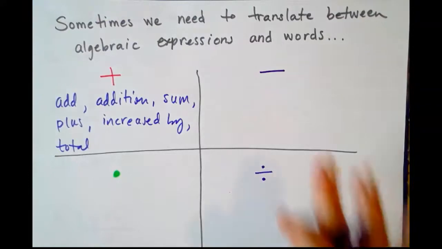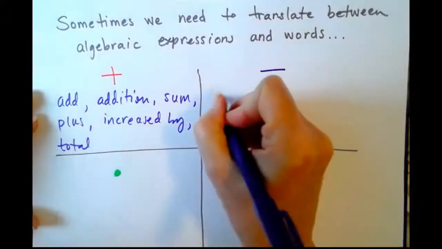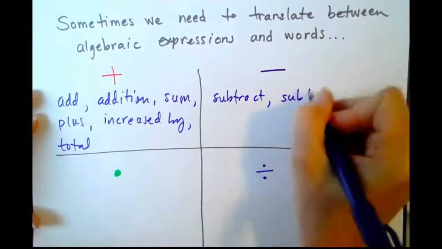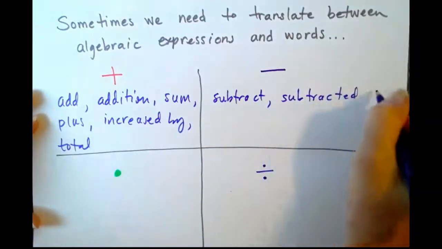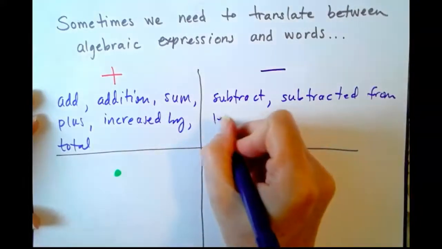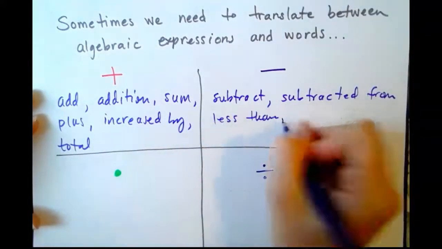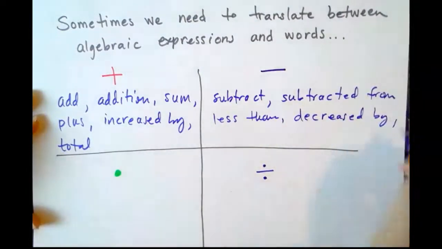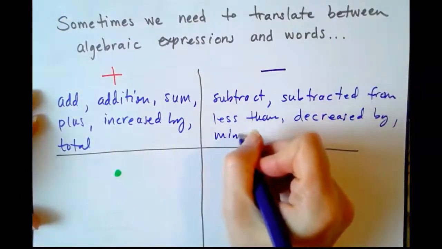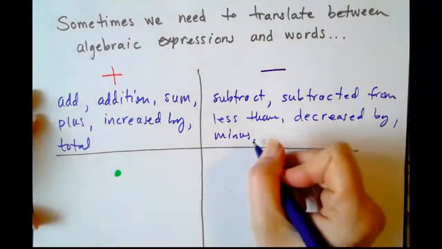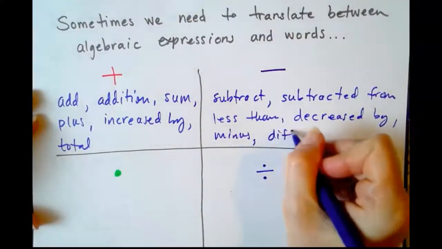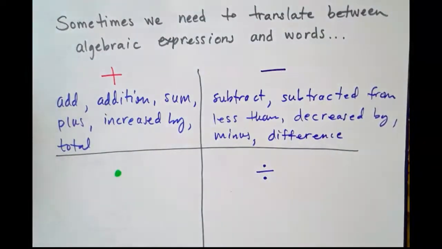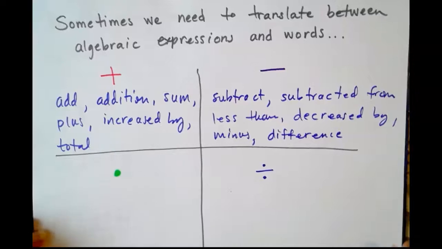Words that indicate subtraction. Obviously, subtract. Subtracted from. Less than. Decreased by, an obvious one, minus, and then of course you can find a difference, and any time that you're taking the difference of two numbers you're going to be subtracting.